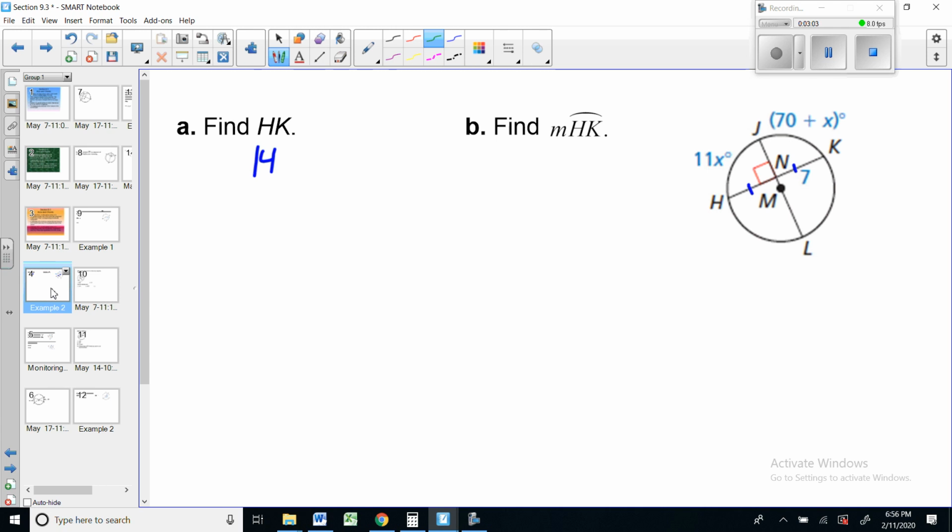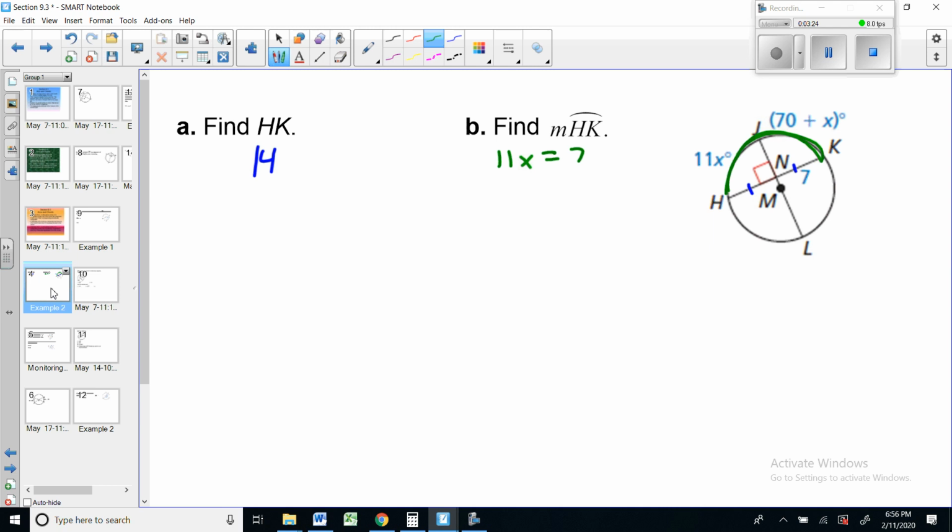Now, we also need to find the measure of arc h to k over here. Okay, so this big green piece. So that diameter is going to bisect the chord. It's also going to bisect the arc that the chord cuts off. So that means that those two pieces over here of 11x and 70 plus x are going to be equal.